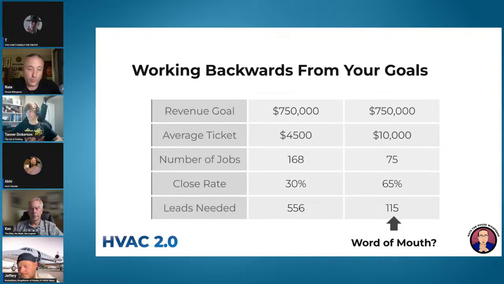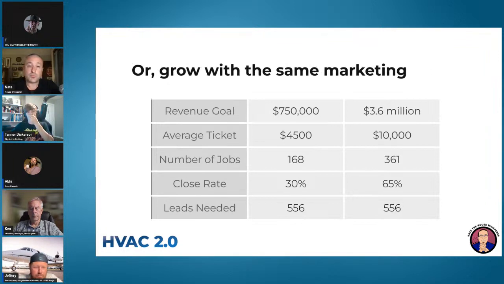So just throwing some numbers out there. Now, one last piece of the exercise, let's say that you keep that same number of leads, but you do change to 65% and $10,000. That takes your revenue from $750,000 up to 3.6. So this is not nothing.